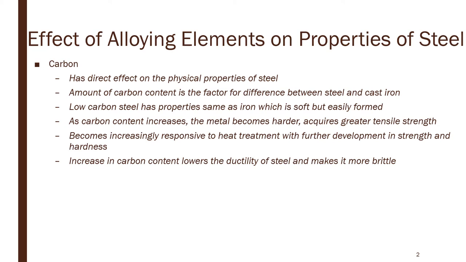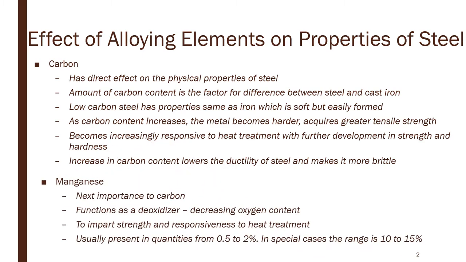As the carbon content increases, the metal becomes harder, acquires greater tensile strength, and becomes increasingly responsive to heat treatment, with further development in strength and hardness. So hardness can be still further increased. However, the increase in the carbon content will have other effects, like lowering the ductility of steel, making it more brittle. The maximum amount of carbon content in steel is 2%, and if you add more than 2%, it will become cast iron. So that is the effect when you add carbon.